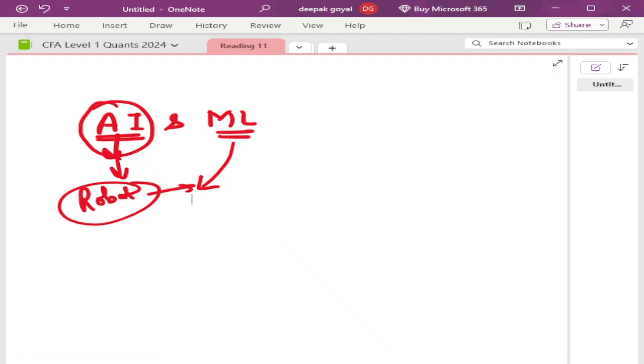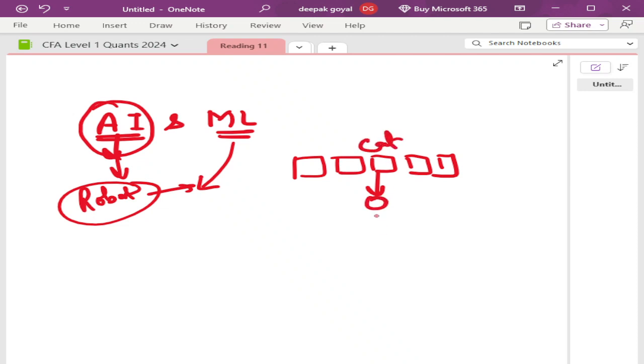Clear? Now I'll give you one example and you will understand it very well. Like there are five pictures, five animals. We have dog, cat, rat, bat, and elephant. Clear? Out of these five pictures we have a cat. Now the robot needs to identify which one among these five is the cat.